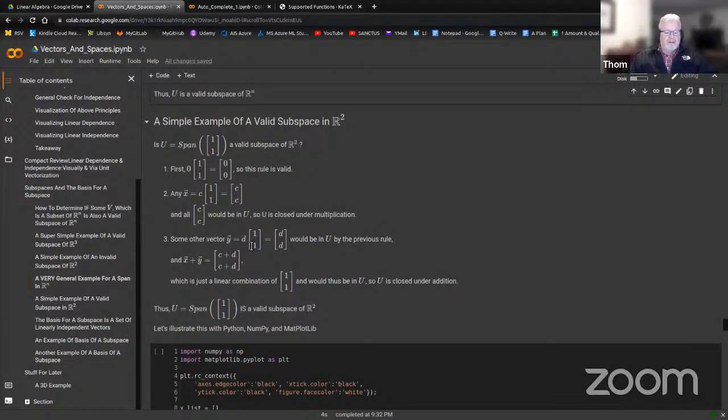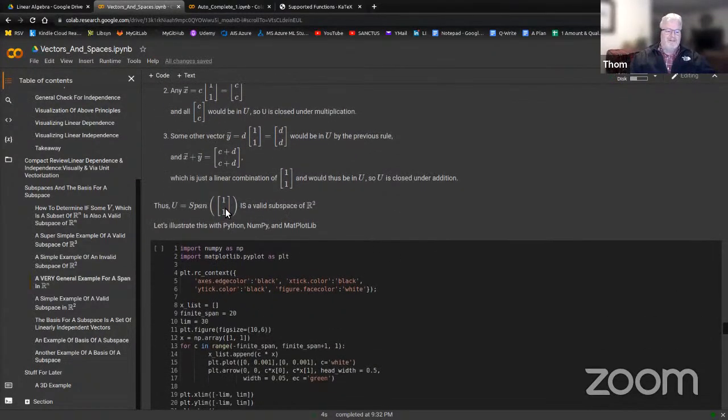But what if I had some Y now equal to D times our vector? Now I have DD, and that would be in U by the previous rule, but also X plus Y is just two scalar values. So that's just a linear combination of 1, 1, and with us being U, so U is closed under addition. Now, if you're thinking, that seems overly simple, you're getting it. That's exactly right. It's overly simple.